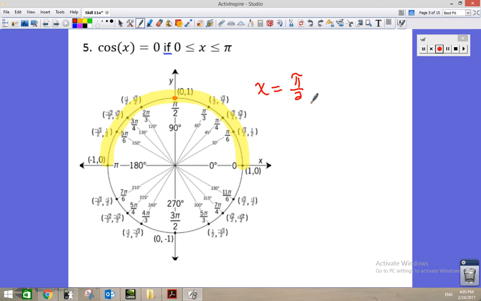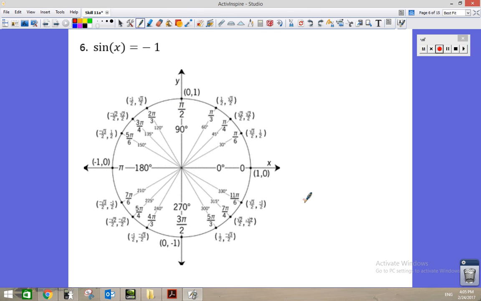And I know pi over 2 is between 0 and pi because I can write pi as 2 pi over 2, and 1 pi over 2 is smaller than 2 pi over 2. I have found the solution that they want. Even though there were infinitely many solutions, they only wanted the solutions that were on the top half of this unit circle, which is exactly one solution, and that's pi over 2 radians.